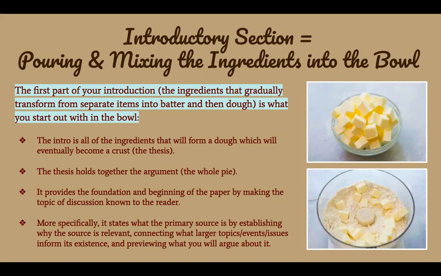More specifically, it states what the primary source is by establishing why the source is relevant, connecting what larger topics, events, or issues inform its existence, and previewing what you will argue about it. So again, the introductory section is really about getting us started, helping us understand where we're beginning, and getting a sense for where you're taking us. And this is where terms like signposting from so what are going to be especially relevant.